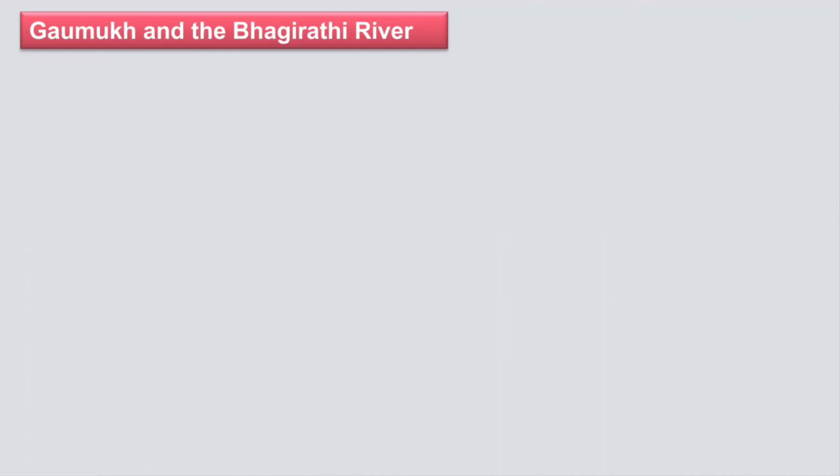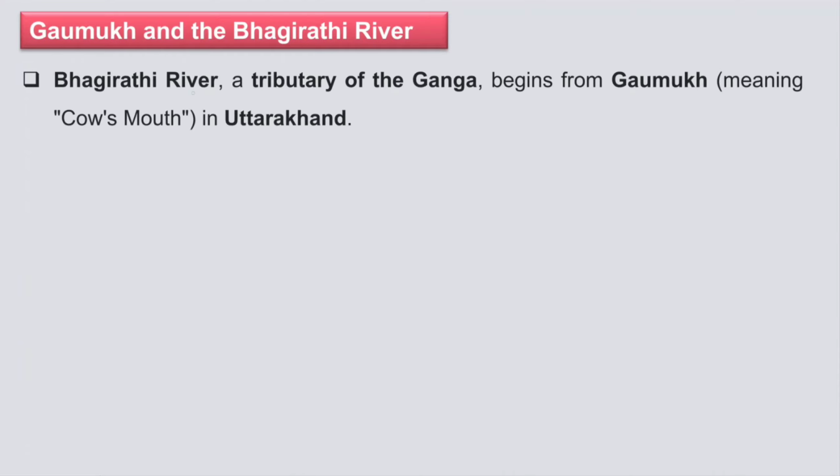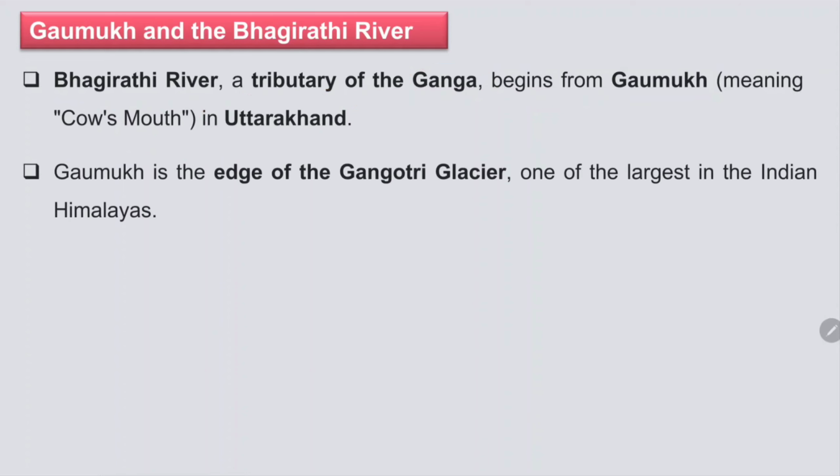Now next let us see about the Gaumukh and the Bhagirathi river, about the Gangotri glacier. A small piece of information is given in your book, isn't it? So let us highlight its points. The Bhagirathi river is a tributary of the Ganga, and it begins from Gaumukh. Gaumukh means cow mouth. You can see the image in your book. This is where? In Uttarakhand.